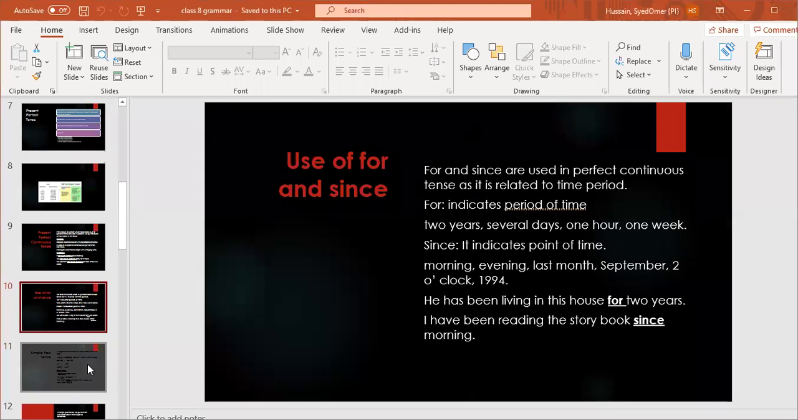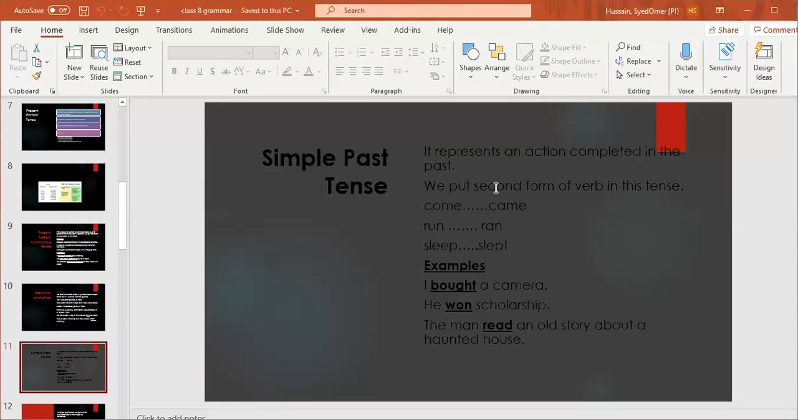Now, students, simple past tense. Simple past tense tells about an action which happened in the past. Ago, before, last year, last night. Sometimes these words are used. Whenever these words are used, it is obvious that it is representing an action which happened in the past.